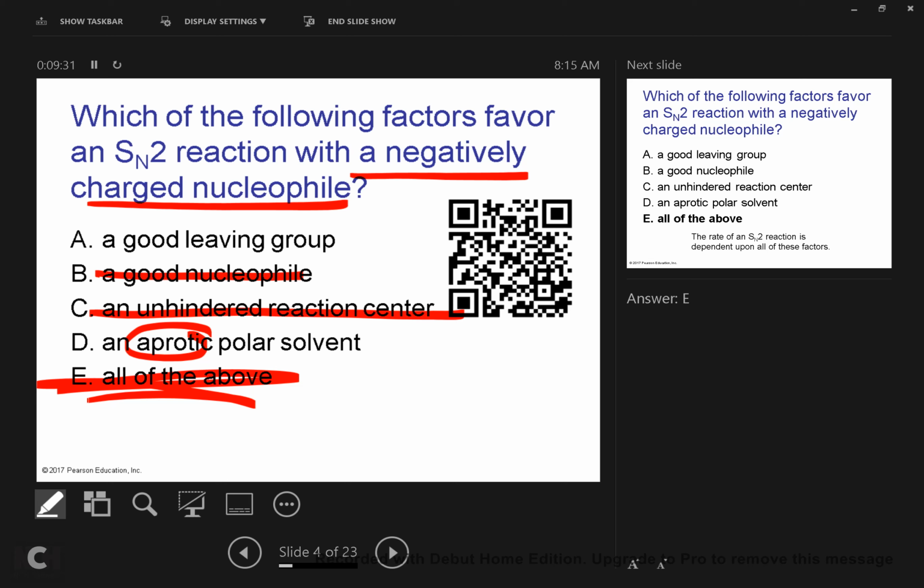Now, if the nucleophile is neutral instead of being negatively charged, the only thing that will change here will be D. For a neutral nucleophile, you want to have a protic solvent. Okay, a protic solvent will be good too, because at least it can still go. The protic solvent will not solvate it as it does for a negatively charged one.